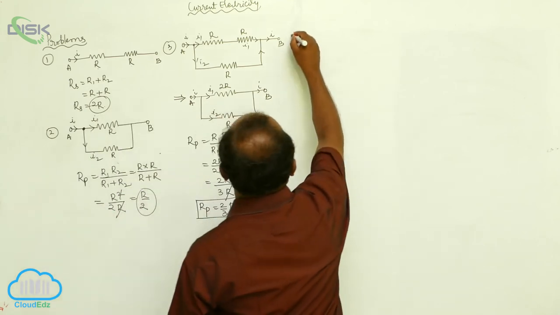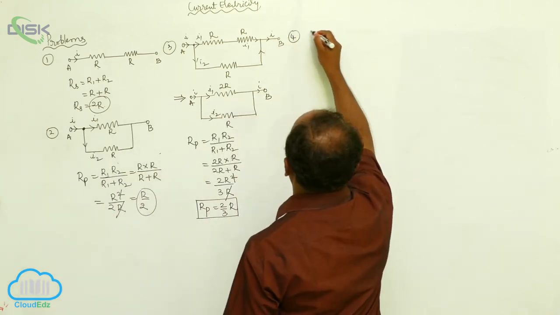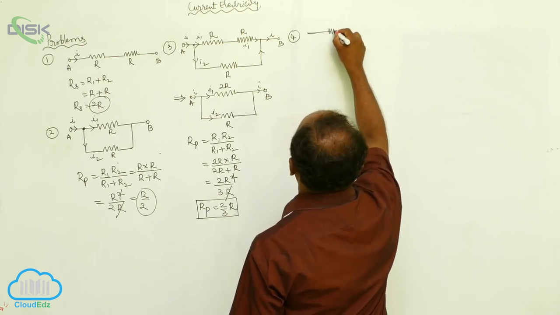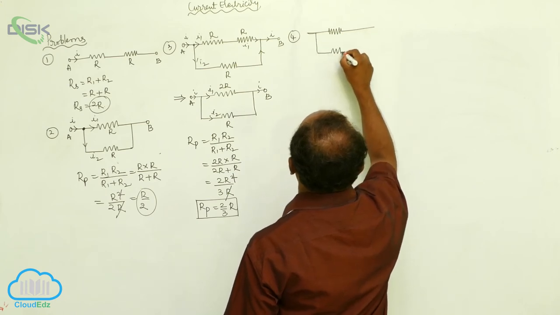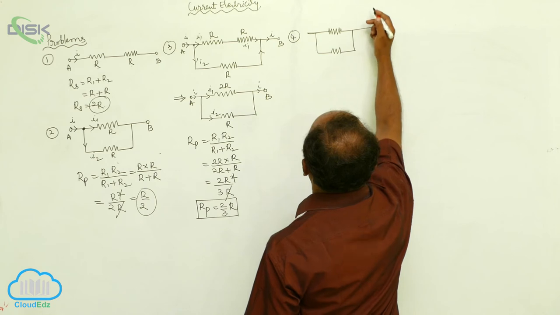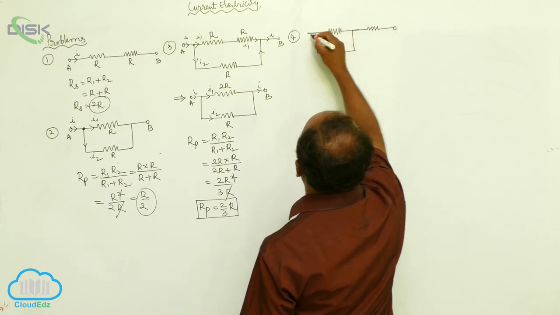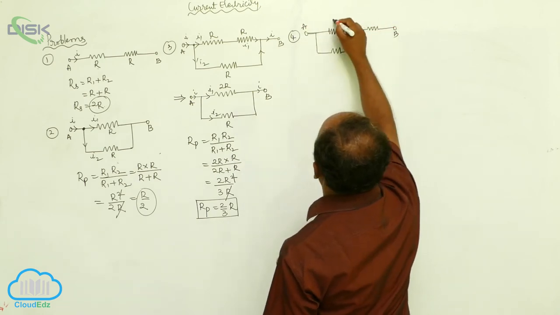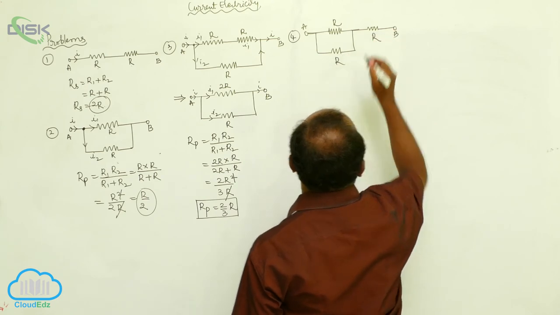Now, next problem, that is the fourth problem. Let us consider this is the first resistance. Now, this is the second resistance, and there is another resistance like this. This is called A and this is called B, that is R and R.